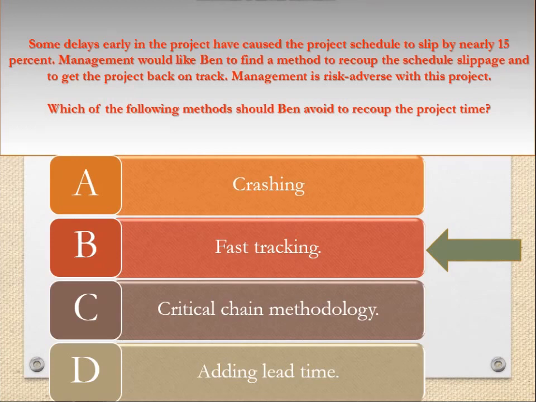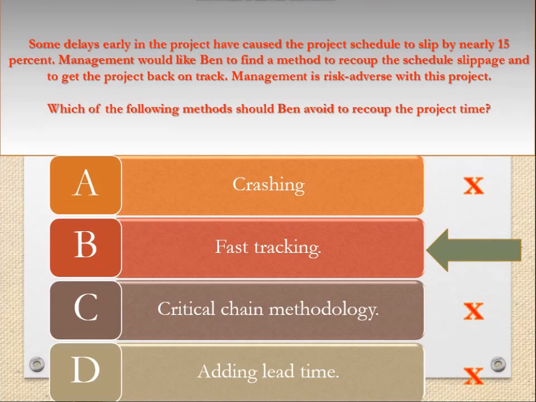Explanation. Of all the choices, Ben should avoid fast tracking, as it allows complete phases of the project to overlap, and this increases project risks. Management wants to avoid risks, so fast tracking would not be helpful. Fast tracking is a technique for compressing project schedule. In fast tracking, phases are overlapped that would normally be done in sequence. It is shortening the project schedule without reducing the project scope.